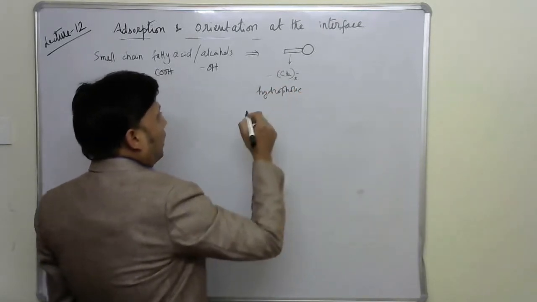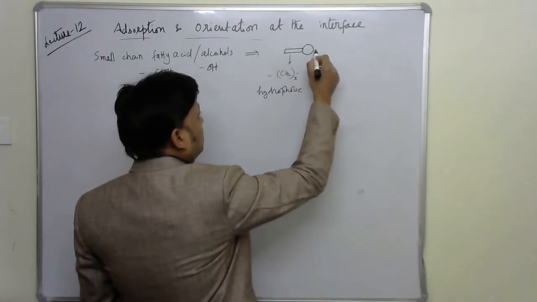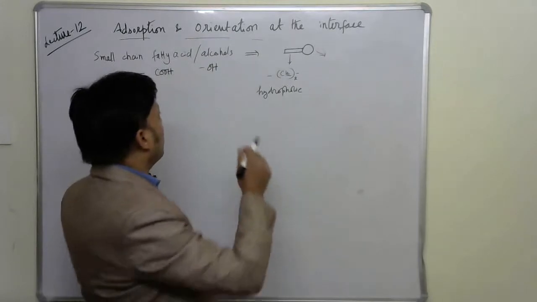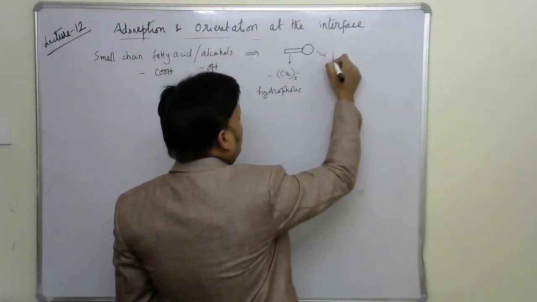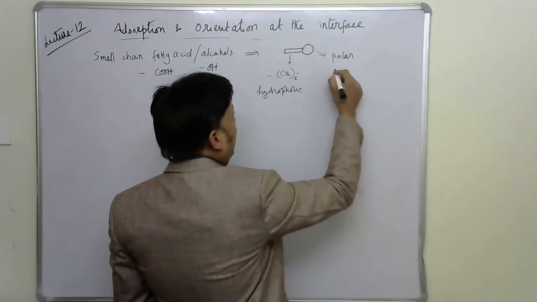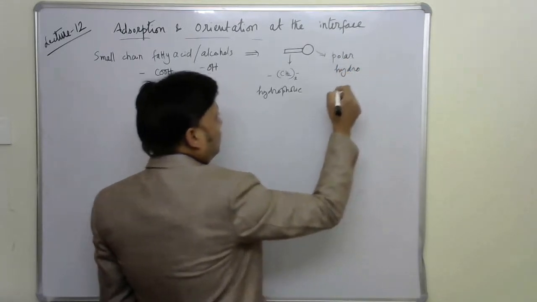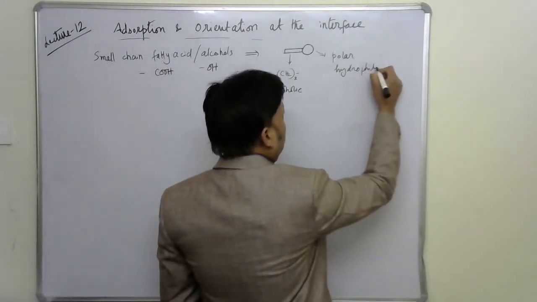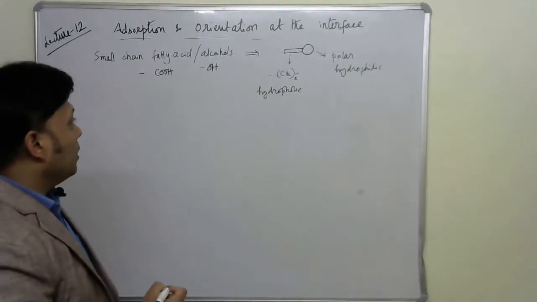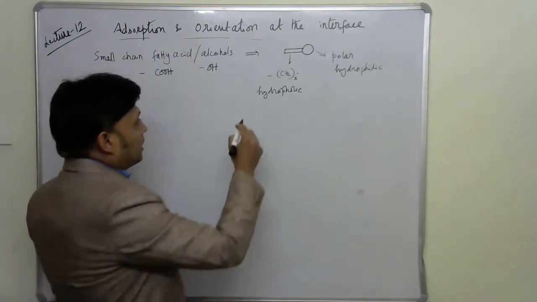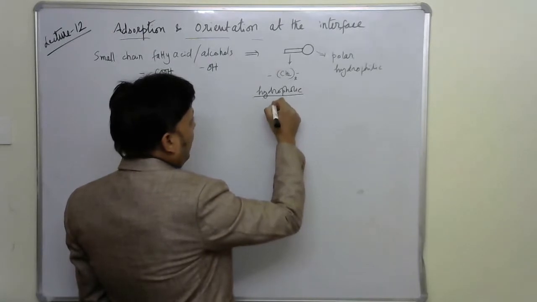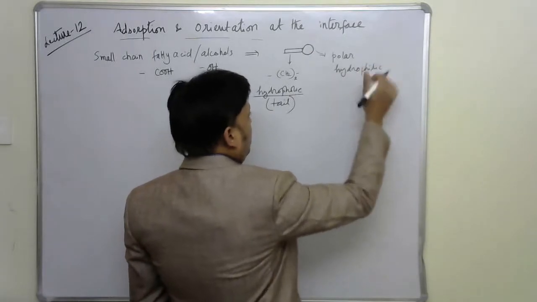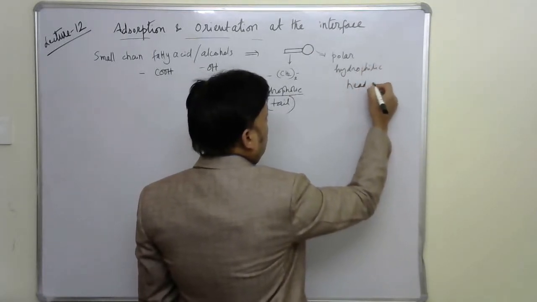Okay, and that other part contains either your carboxylic acid group or alcohol group. So this part is polar, and if we consider the interaction of this molecule with water, definitely this part becomes hydrophilic. Therefore this hydrophobic part is sometimes called a tail, and this polar hydrophilic part is sometimes called the head group.